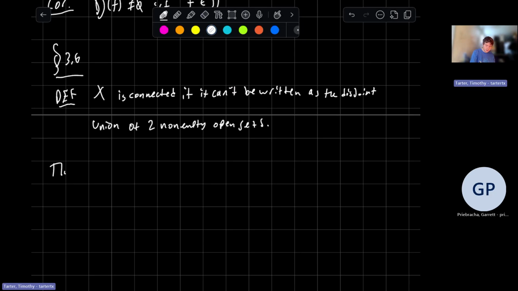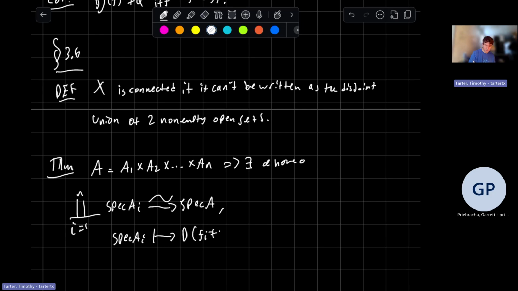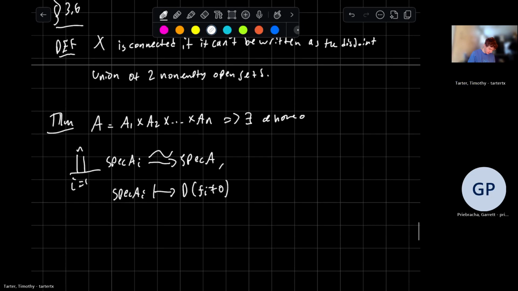Just as an example of this, if you have A equal to finitely many of these Cartesian products, then there exists a homeomorphism from the disjoint union over i equals 1 to n of spec A_i to spec A, which sends spec A_i, this is the important part, to a distinguished open subset where f_i doesn't vanish.